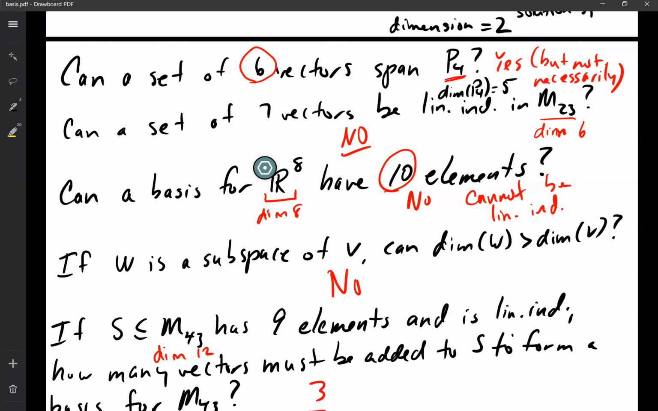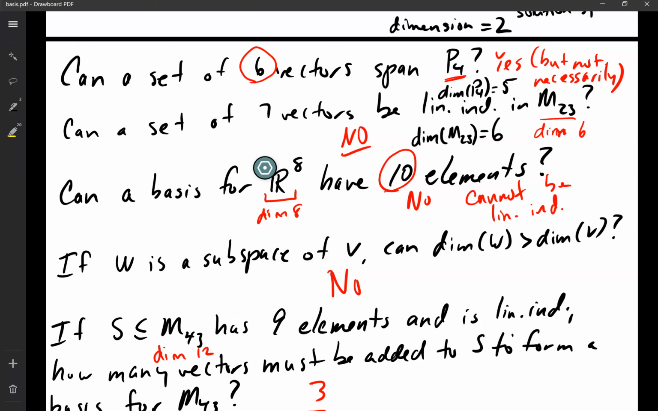Set of 7 vectors, is that possibly linearly independent in M23? The answer to that one was no. Again, that's because the dimension of M23 is 6. So this tells me, remember again, a basis is the biggest possible linearly independent set. So the biggest possible set that you can make and still be linearly independent is one with 6 elements in it. So this one has 7, so it cannot be linearly independent.